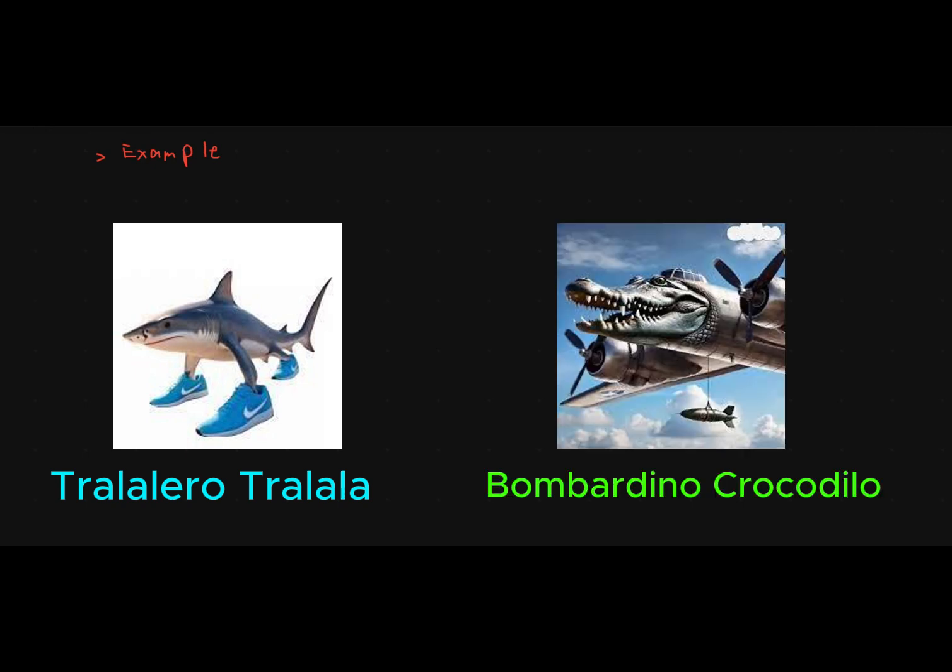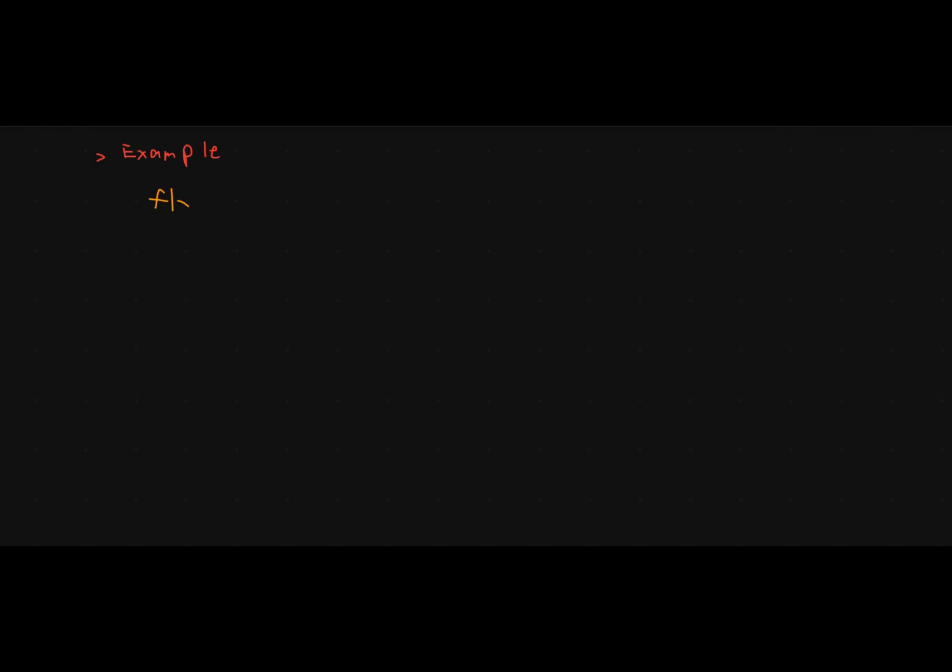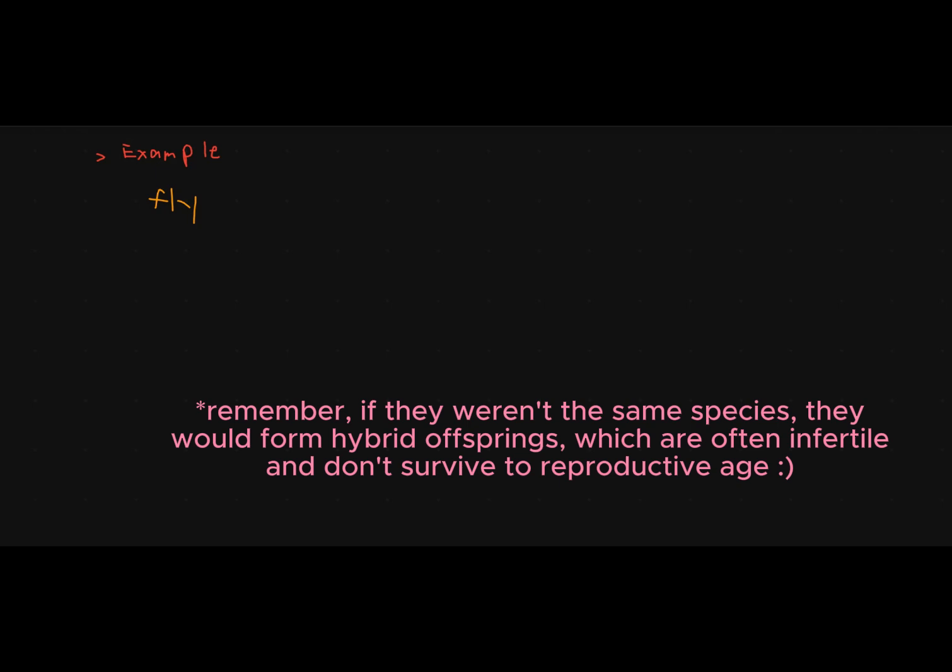So as a basic example, let's set up a situation where Tralalero Tralala and Bombardino Crocodilo have a child, and we want to determine the probability that the baby will be able to fly. By the way, for the purposes of this video, we will assume that Tralalero Tralala and Bombardino Crocodilo are members of the same species and their genes independently assort so that the situation is possible.